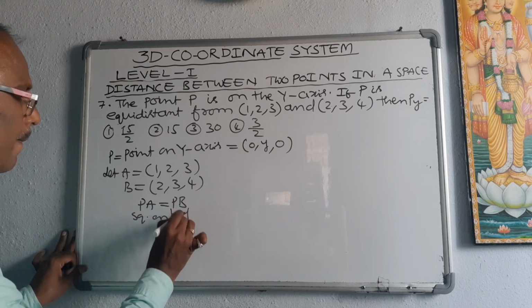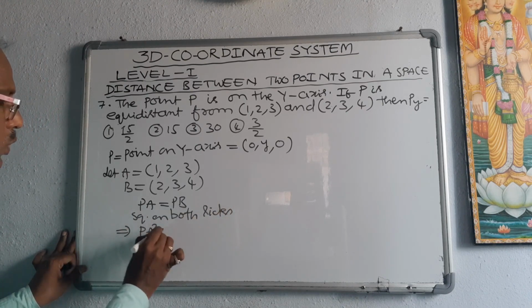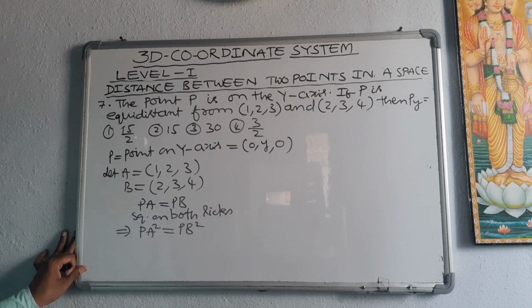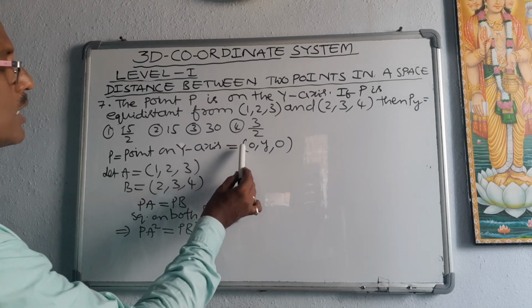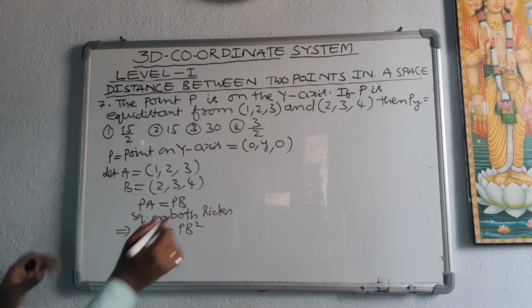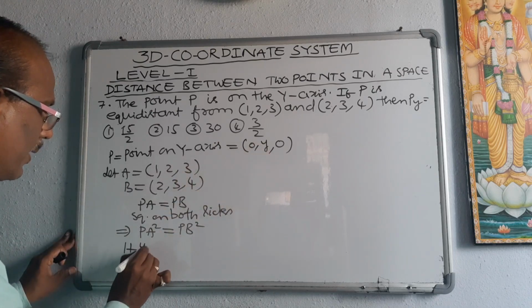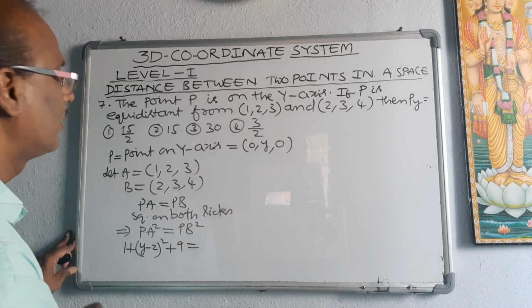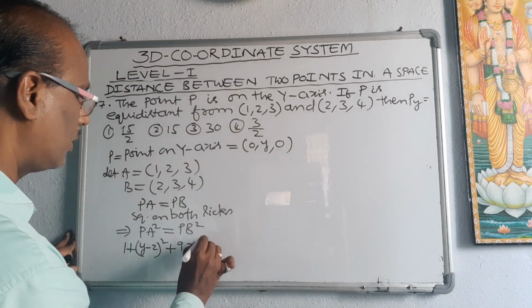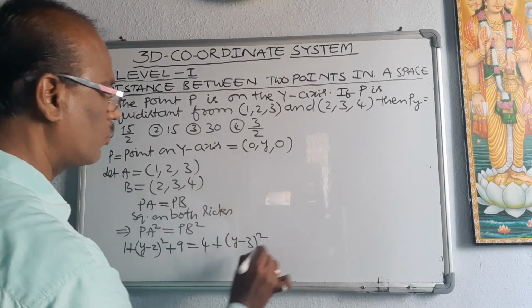Squaring on both sides. PA square equal to PB square. To find the distance between 2 points formula, in a square the root is cancelled. The distance between P to A, 0 minus 1 whole square, 1, y minus 2 whole square, 0 minus 3 whole square, 9. PB square, 0 minus 2 whole square, 4, y minus 3 whole square, 0 minus 4 whole square, 16.